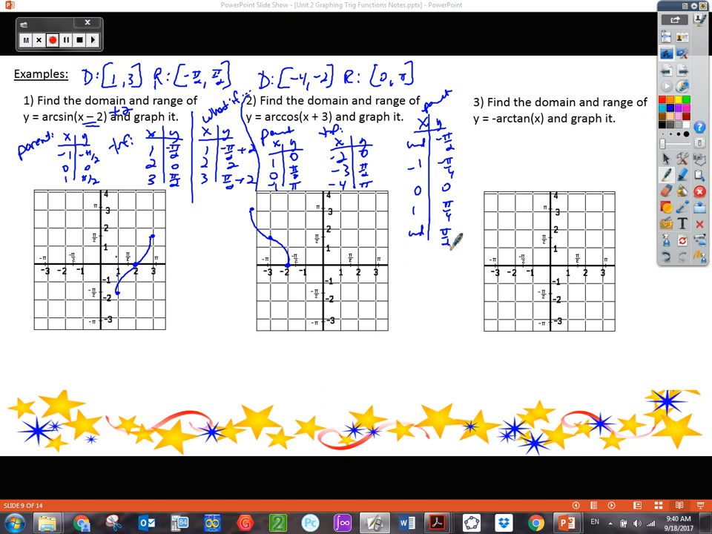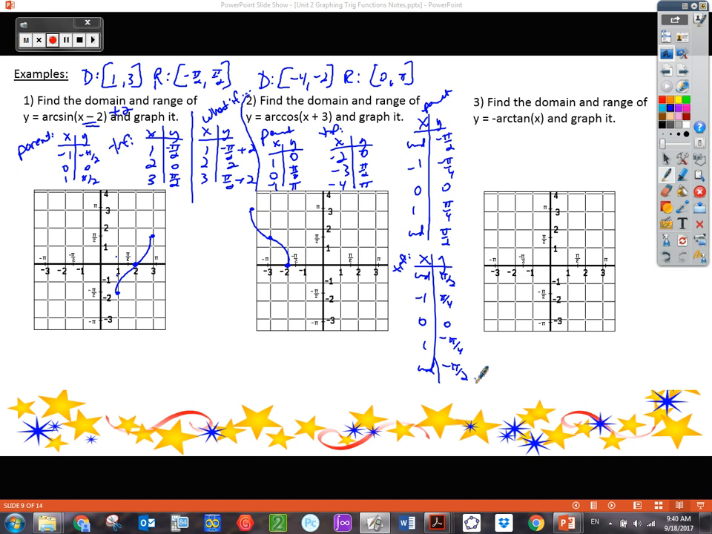So what kind of transformation do we have? We have a negative arctangent, which means all of the y values are multiplied by negative 1 and nothing happens to the x values. So this is the transformed. The x values stay the same, so that would be pi over 2, pi over 4, 0, negative pi over 4, negative pi over 2.